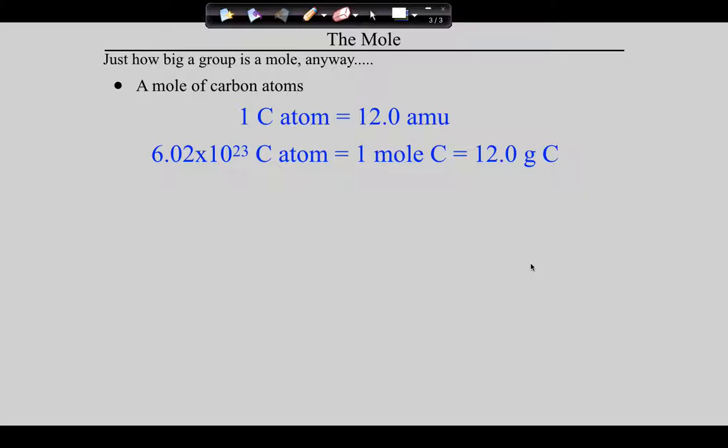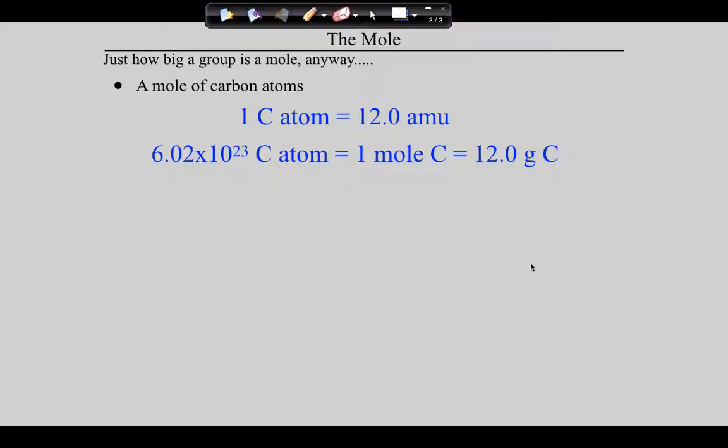602 septillion carbon atoms, again, as represented inside my flask, 602 septillion carbon atoms, we call a mole, just like 12 is a dozen. Don't screw that up. But we know the mass. It's 12 grams. And that's the magic of this number, Avogadro's number.